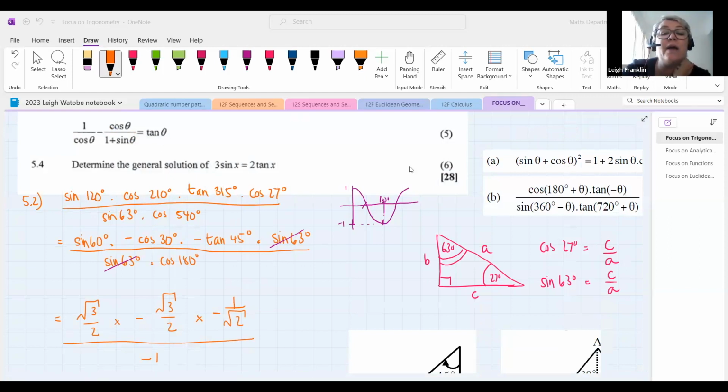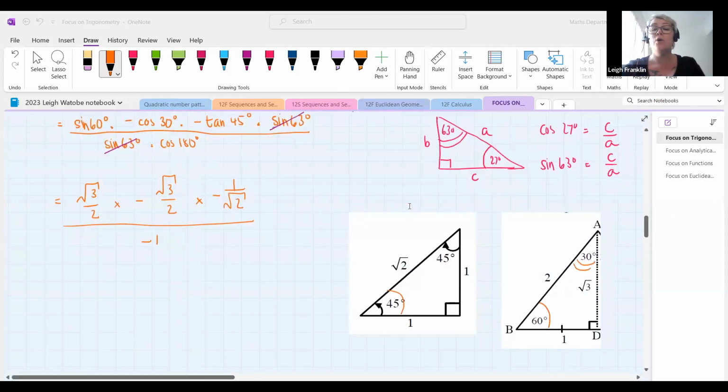Will we need special angles in grade 12? Yes, yes, yes. Very, very important in grade 12. If you haven't learned these triangles or the fan off by heart, make sure that you know them. Special angles are even more important in grade 12 than they are in grade 11.